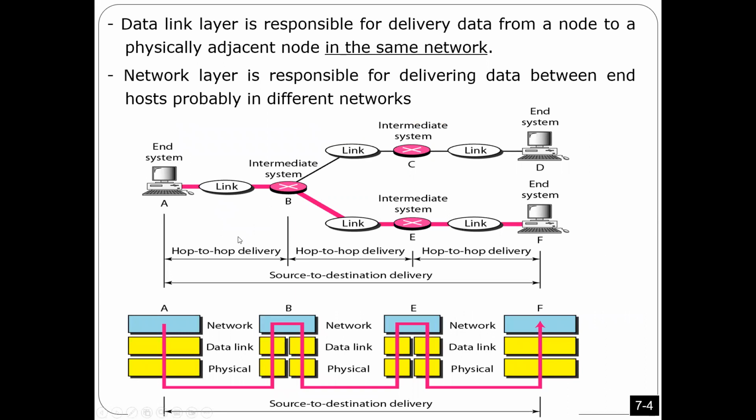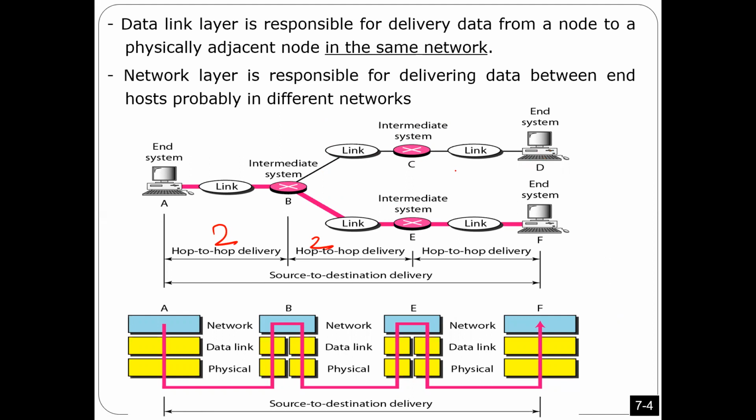Here layer number two is responsible to deliver data from one hop. So from here to here, it's one hop. This is layer number two. Hop by hop delivery is layer number two, the data link layer. From here to here, we call it one hop. This is also layer number two. From here to here, it is layer number two. So every hop is layer number two.